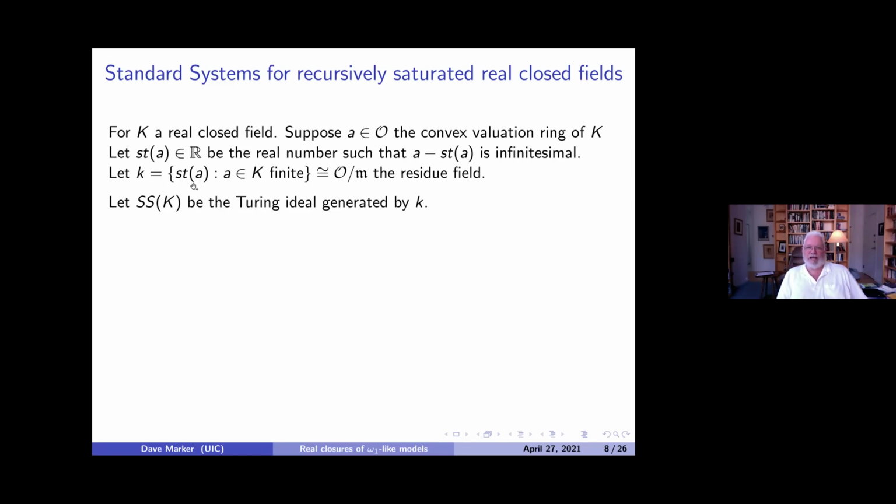And I can look at the set of all standard parts, let's call that little k. And in fact, this is isomorphic to the residue field of the model. So this is really canonical. Algebraically, it doesn't really have anything to do with non-standard analysis. It's really just an algebraic construction. And then I'm going to form the standard system of K to be the Turing ideal generated by little k.